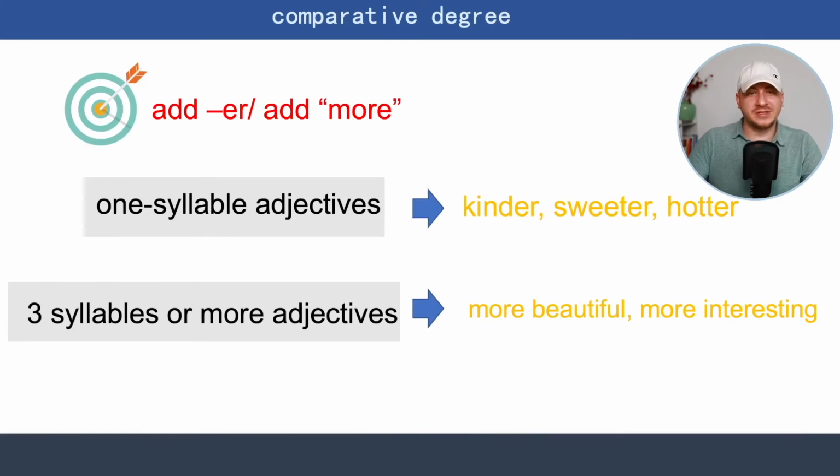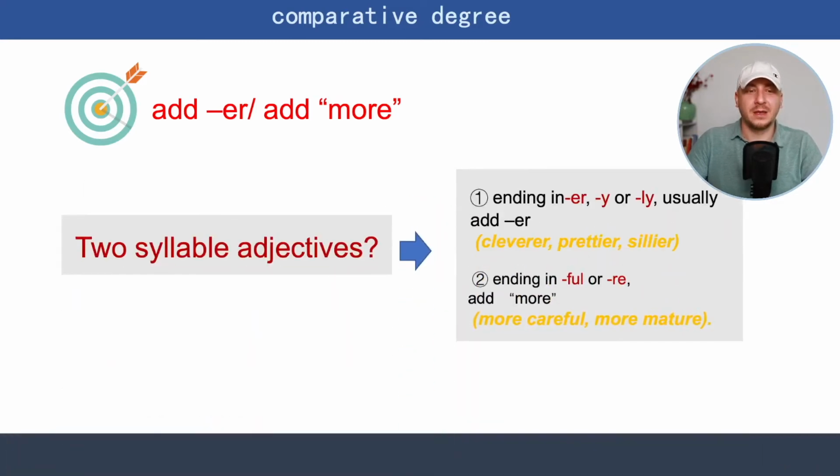So when we have a one syllable adjective like kind, sweet, hot, then we add ER. For adjectives that have three or more syllables, we add more. For example, beautiful, it will be more beautiful. Interesting, it will be more interesting. Now, when we have two syllable adjectives and they end with ER, Y, or LY, we usually add ER. For example, clever, it will become cleverer. Pretty, it will be prettier. Silly, it will be sillier.